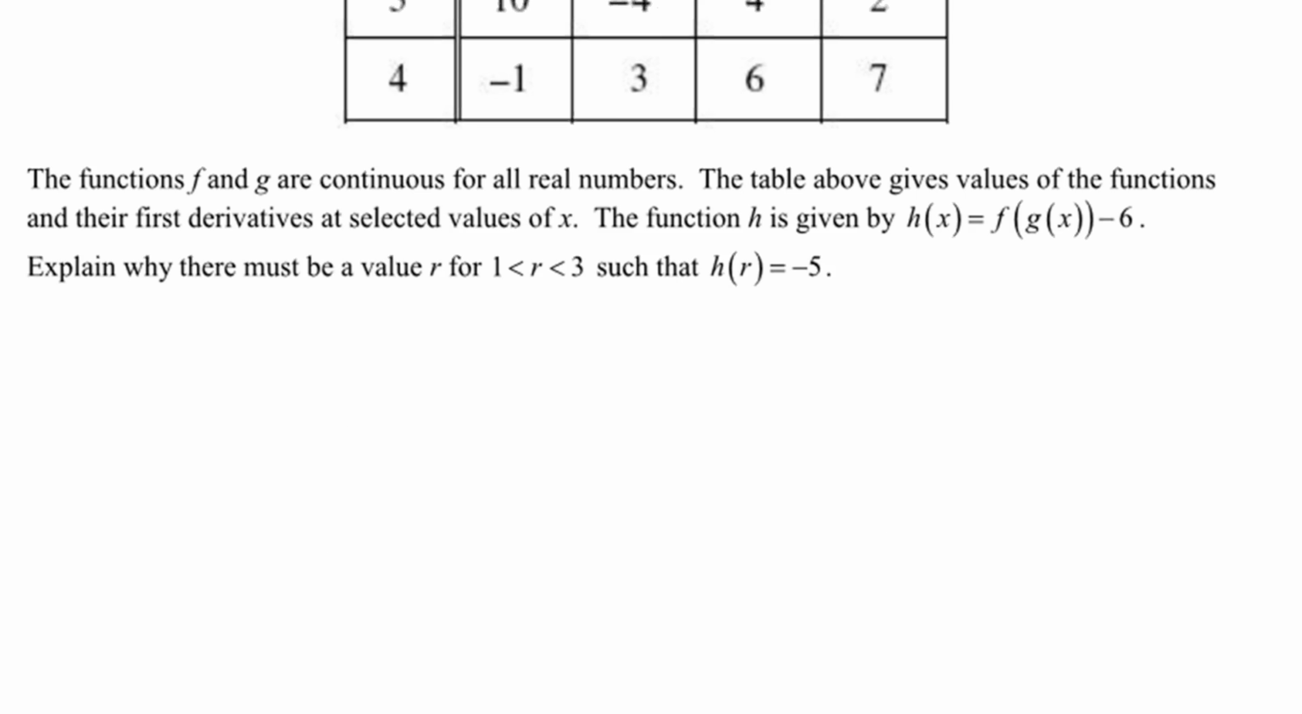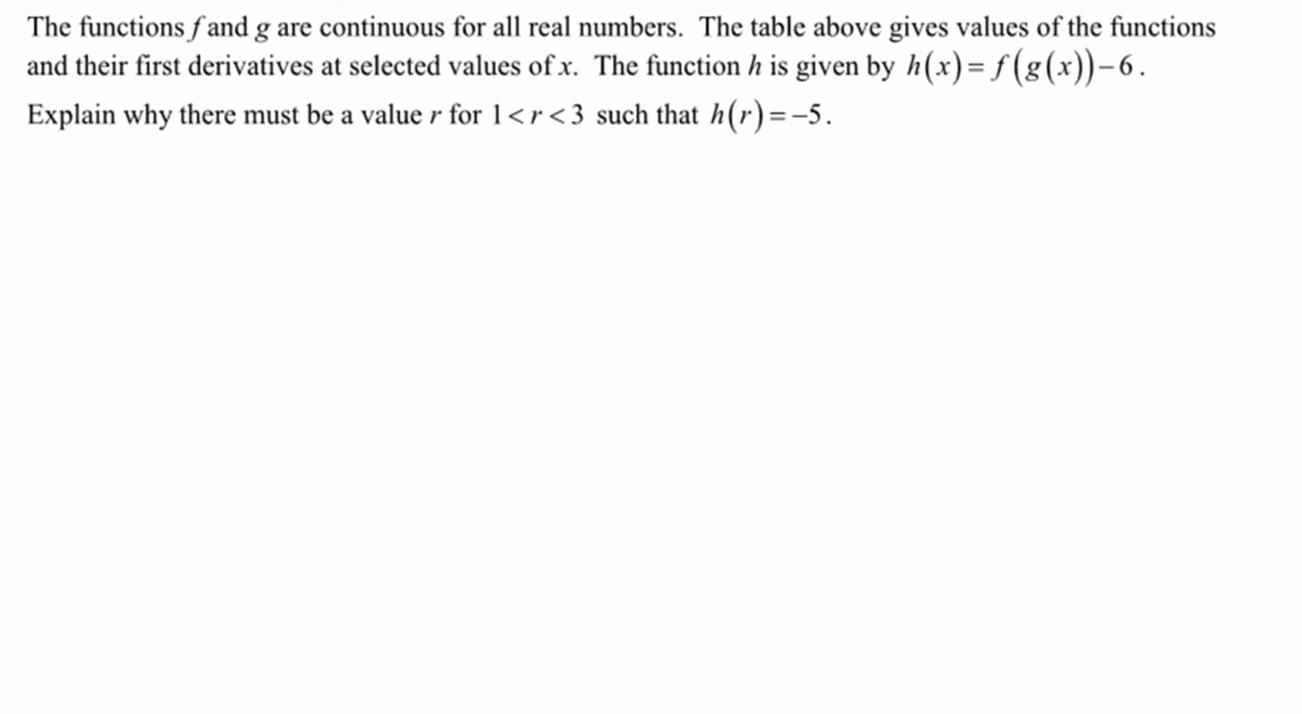All right. The functions f and g are continuous. Great, that's helpful. The table gives the values and their first derivatives. What is that? Oh, well, it doesn't matter for now. The function h is given by this. Probably important. Explain why there must be a value r between 1 and 3 such that h of r is -5. Now, notice it doesn't tell you to use the IVT. You have to know that.